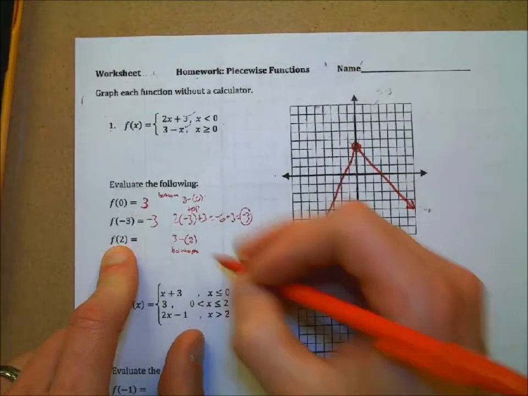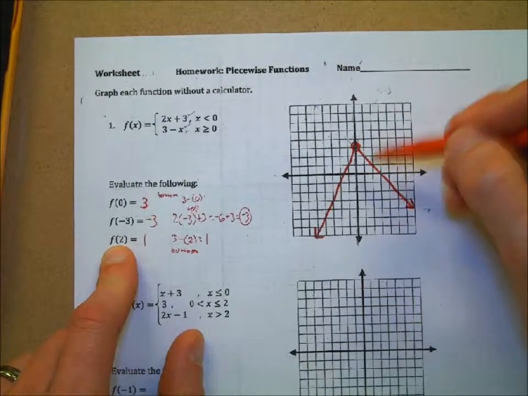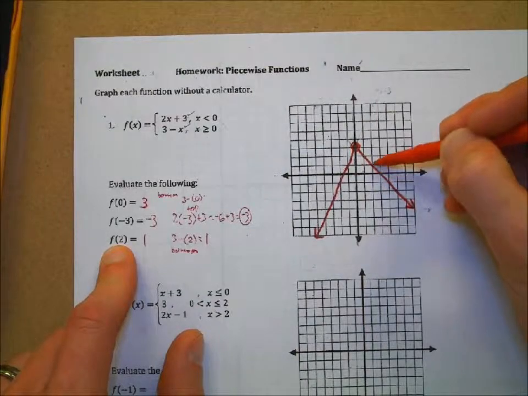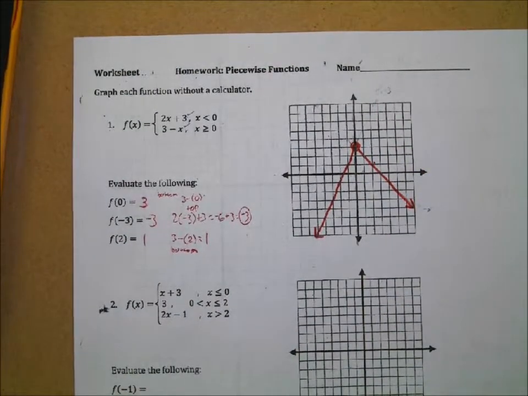Okay, what's 3 take away 2? 1. Look at your graph. There's the x value of 2, and look at the matching y value. It's 1. So we get 1 there too. All right. So the function and its graph both help us with these parts. The function and its graph can both help us solve.